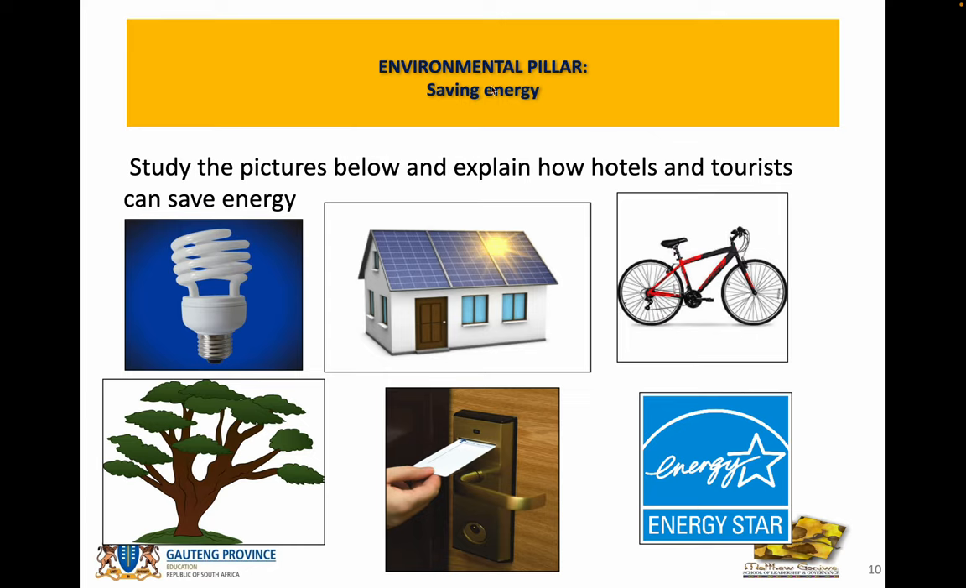So for the environmental pillar, we'll try to outline it in terms of saving energy and the environment. So these pictures below show how hotels and tourists save energy for the environmental pillar. We have solar panels to help us save electricity. We have bicycles, instead of using a car that will cause pollution, we use a bicycle. Instead of having a fan in the house, we can stay under a tree. Instead of lighting in the hotel, we use key cards whereby the light only comes on when we enter the room. The Energy Star, meaning that we use machines that will save energy. So these are the ways of saving energy on the environmental pillar.